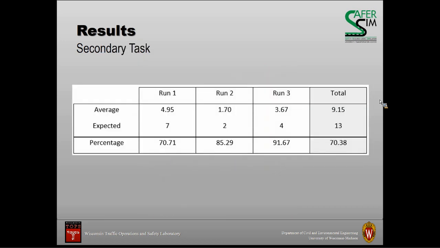As for our secondary task, we had several pedestrians crossing, so we were expecting drivers to see 7 pedestrians in the first run, 2 on the second one, and 4 on the third one. And on average, people were able to detect 70% of these pedestrians. It means that drivers were more focused on driving, and they only paid attention to pedestrians whenever necessary, so when pedestrians were crossing, or when a pedestrian caused a specific event that they had to react to.